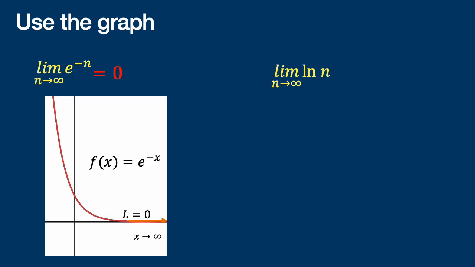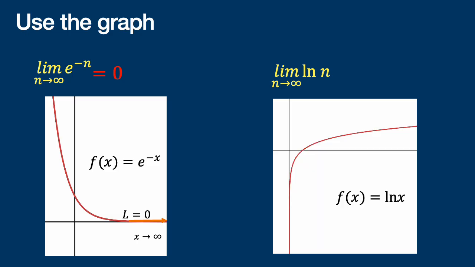Another one is ln n. For the limit of ln n, we're going to think of the function ln x, then sketch the graph, then investigate the end behavior of ln x. As x approaches infinity, the value of ln x is increasing, right? So that's increasing, so it's going to infinity. So the limit of ln n as n approaches infinity is going to infinity.